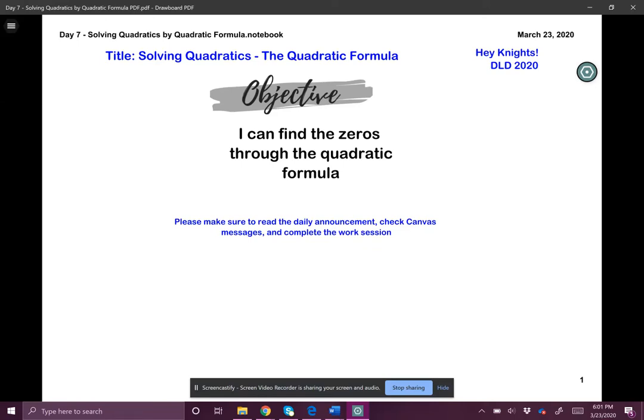This lesson is over the quadratic formula and using it to solve quadratic equations. So our objective today is I can find the zeros through the quadratic formula.